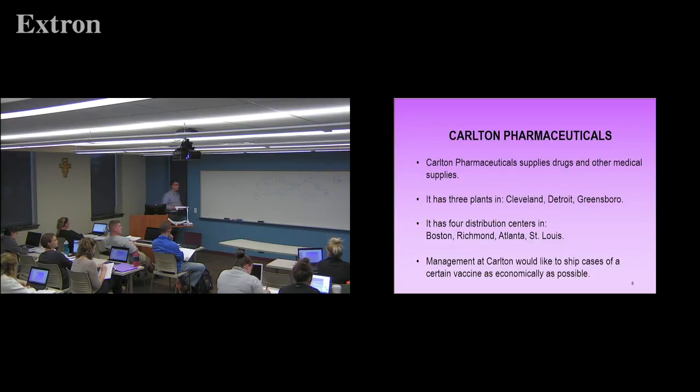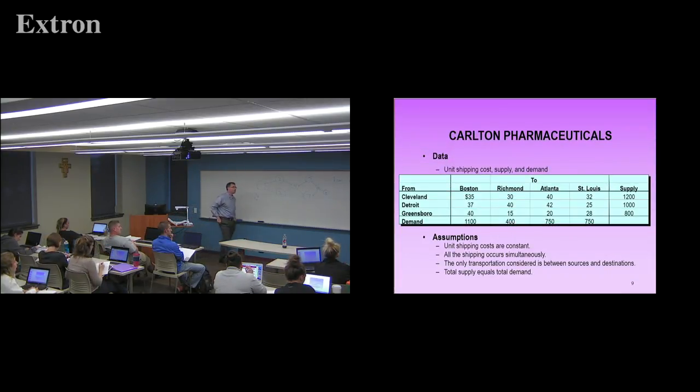So I think what makes most sense is let's look at an example. This is in your book, but we're going to summarize it and go through it here. Carlton Pharmaceuticals supplies drugs and other medical supplies. It has 3 plants in Cleveland, Detroit, and Greensboro. These are my sources, my supply, the plants that make these pharmaceuticals. It has 4 distribution centers, warehouses if you will, in Boston, Richmond, Atlanta, and St. Louis. Management of Carlton would like to ship cases of a certain vaccine as economically as feasible to these distribution centers.